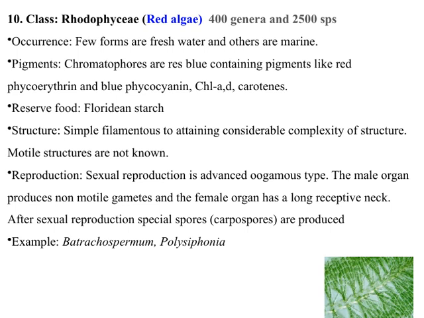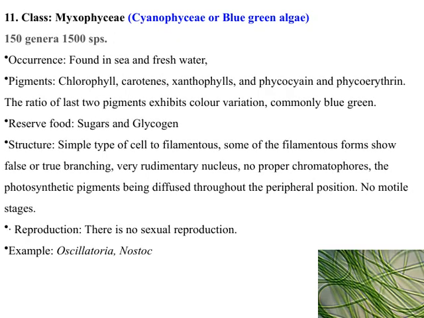After the sexual process, they produce special spores called carpospores, which help in dispersal and reproduction. Some examples of this class include Batrachospermum and Polysiphonia. Overall, Rhodophyceae are remarkable for their pigments, structural diversity, and reproductive strategies, which all contribute to their success in aquatic ecosystems. Now let's take a closer look at the class Myxophyceae, also known as Cyanophyceae or blue-green algae.